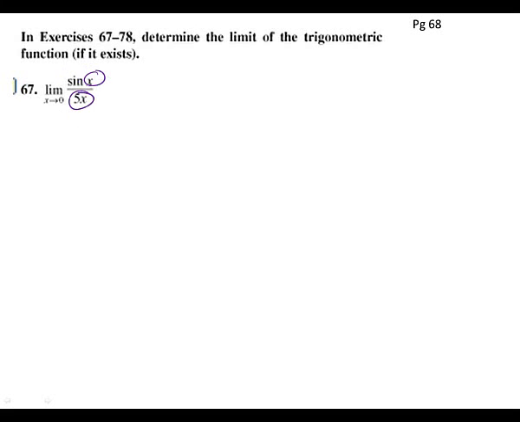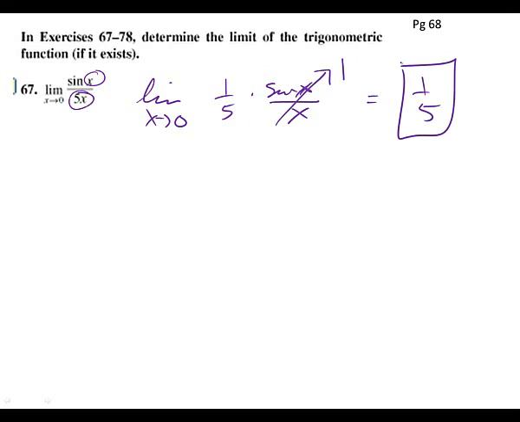So what do I need to get? Actually, I don't need to get anything, do I? I need to move that 5 over, don't I? The limit as x approaches 0 of, I'm going to split it off as 1/5 times sine x over x. So what does that go to? 1. So what is my limit of this one? 1/5.